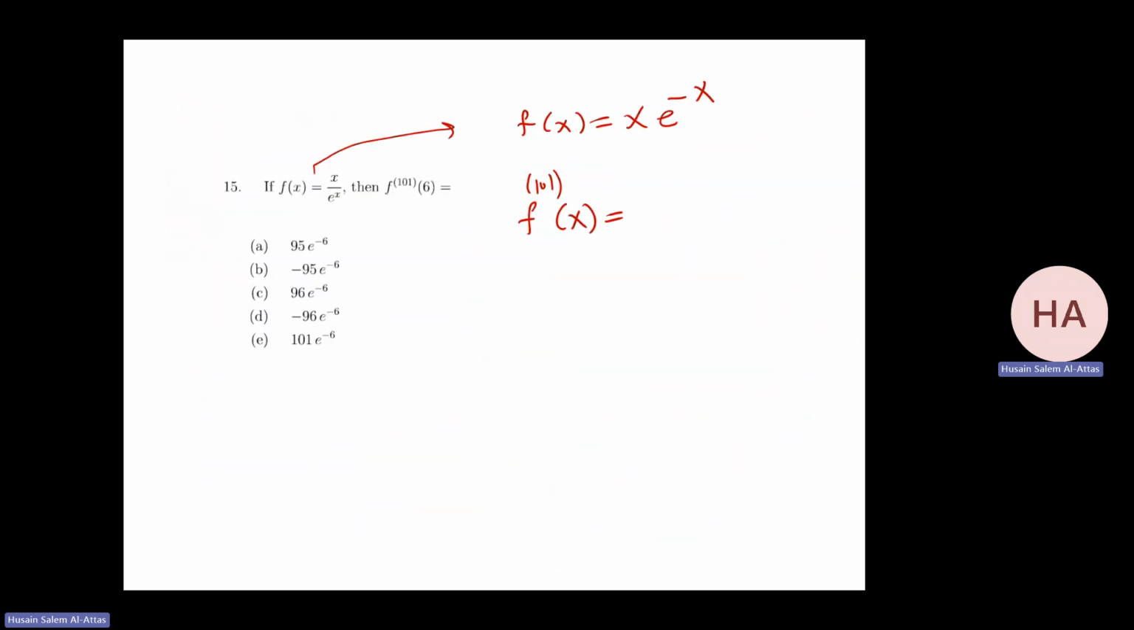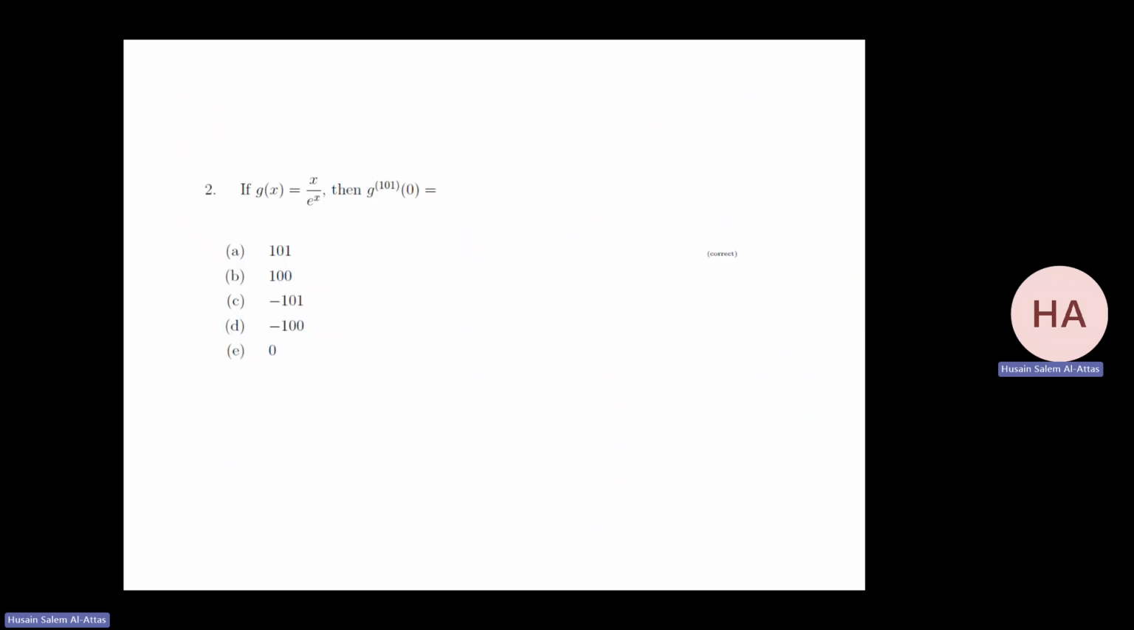Or you can do it again. So I have 101 minus x is minus x. Now just substitute. What do they want? They want this at x equals 6. That will be what? 101 minus 6 is 95, minus 6. And that will be the answer.